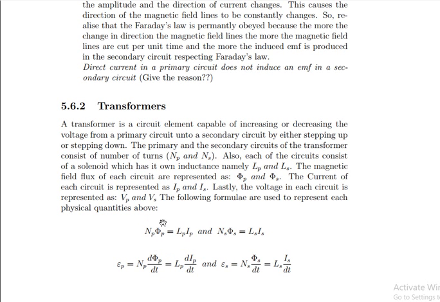So now for the primary circuit, you need to know that the formula is given as N_p phi_p is equal to L_p I_p, where L is the inductance of the primary circuit and I is the current of the primary circuit. And for the secondary circuit, N_s phi_s is equal to L_s I_s.